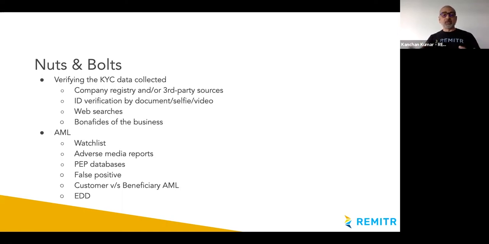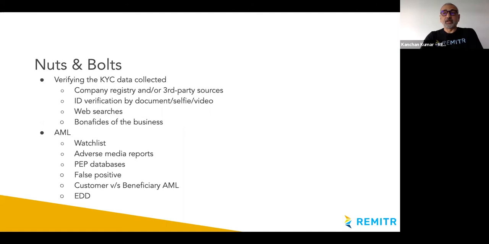So verification happens in multiple ways. One, of course, ID documents. You could use technology to verify that they are right and that the person is what he or she says they are. You could use video or various AI technologies available to do that verification.